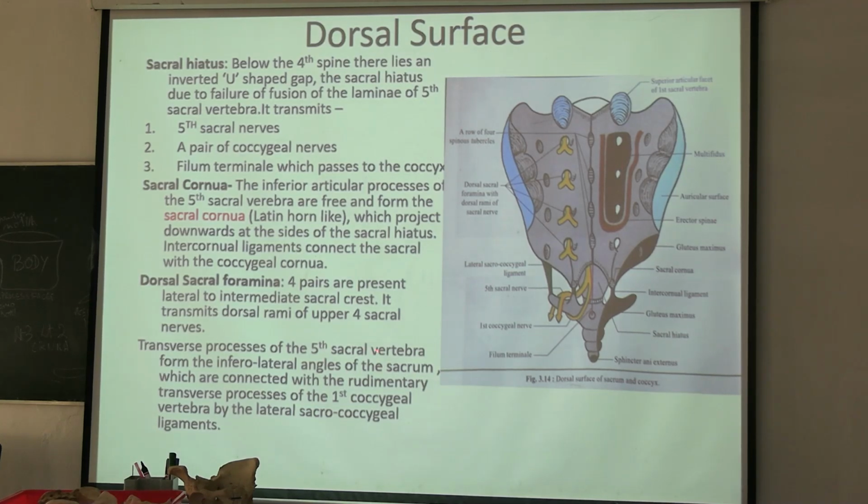Transverse processes of the fifth sacral vertebra form the inferolateral angles of the sacrum. Here, these inferolateral angles are formed by the transverse processes of fifth sacral vertebra, and which are connected with the rudimentary transverse process of first coccygeal vertebra by the lateral sacrococcygeal ligaments. See, this is transverse process of first coccygeal vertebra. Inferolateral angle is connected with the transverse process of first coccygeal vertebra by this lateral sacrococcygeal ligament. Okay, understood?